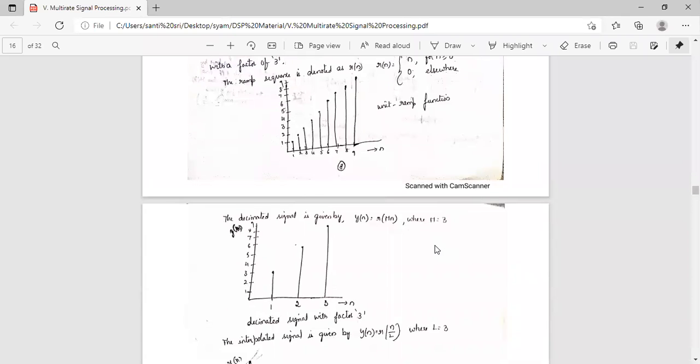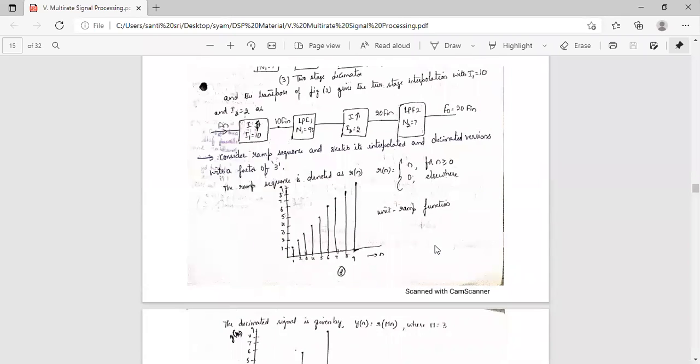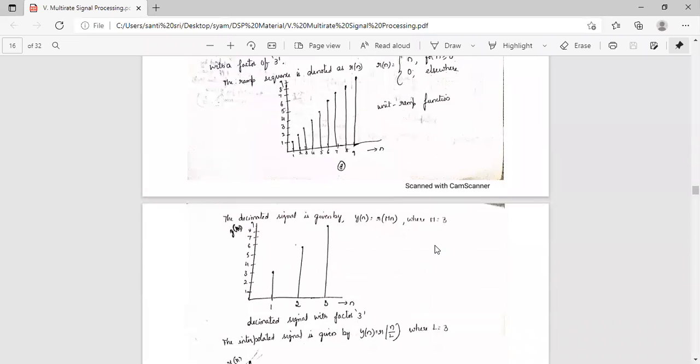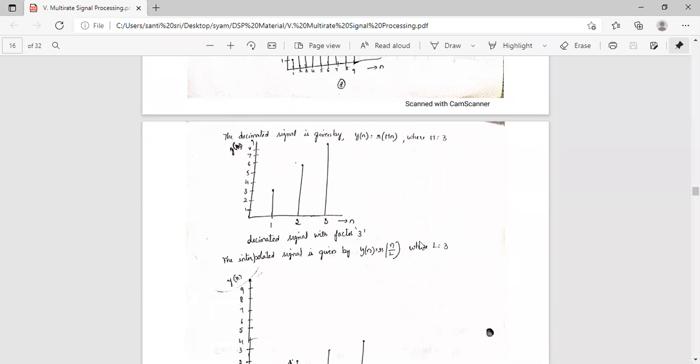So what is given is to sketch its interpolated and decimated versions with a factor of 3. First of all, the decimated signal is given by y of n equal to R of Mn, where M equals 3. So it becomes y of n equal to R of 3n. If n is 1, this one; if n is 2, this one; if n is 3, this one. That is the decimated signal with factor 3.